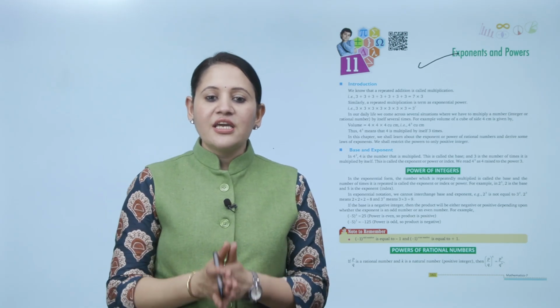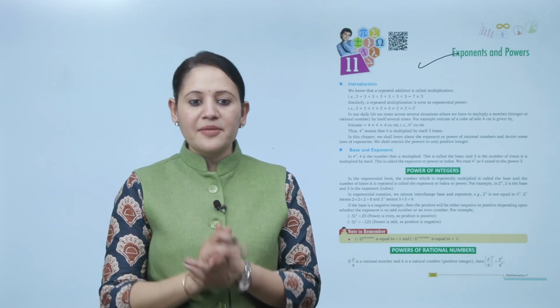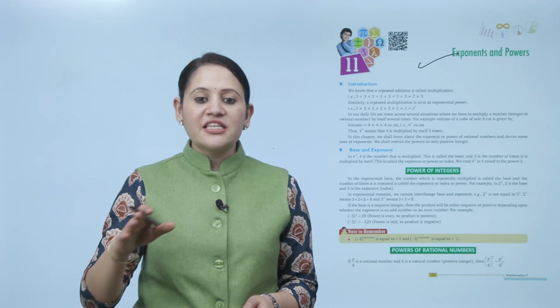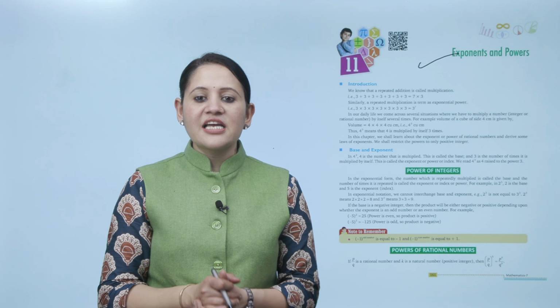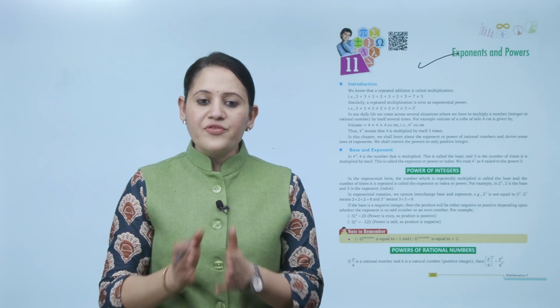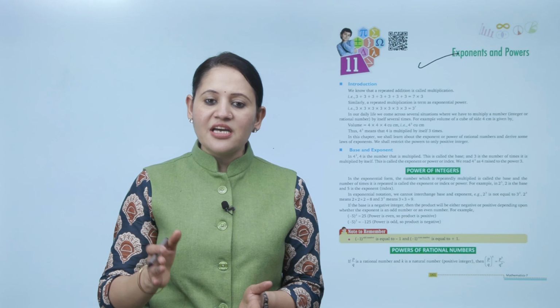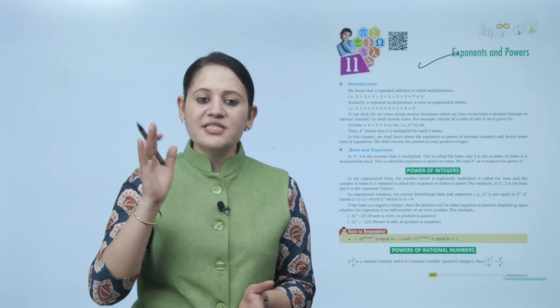Introduction. We know that repeated addition is called multiplication. 3 plus 3 plus 3 plus 3 plus 3 plus 3 plus 3 means we are adding 3 seven times. That is the same as 7 multiplied by 3. Similarly, repeated multiplication is termed as exponential power. 3 multiplied 7 times, we can write it as 3 to the power 7.